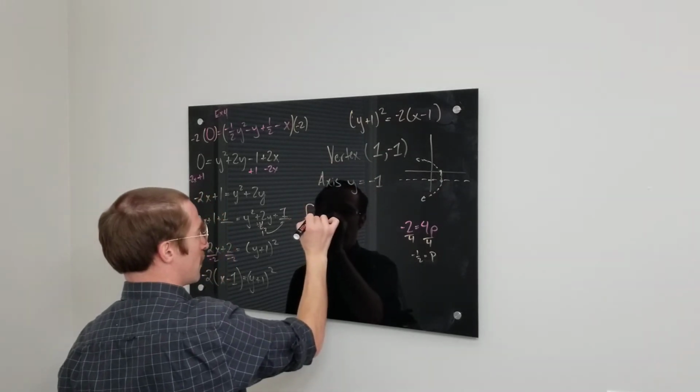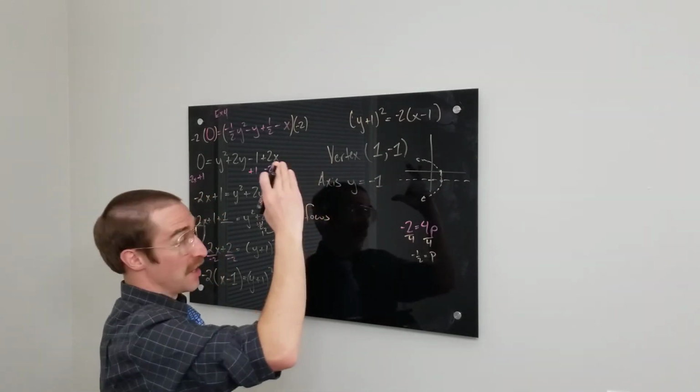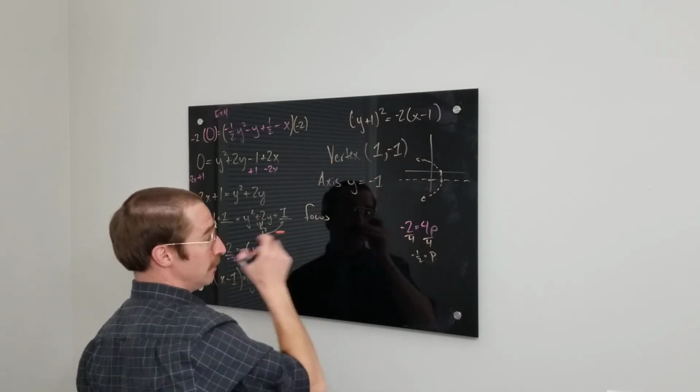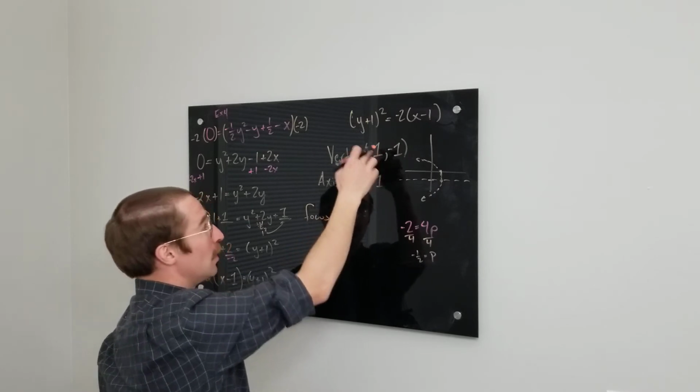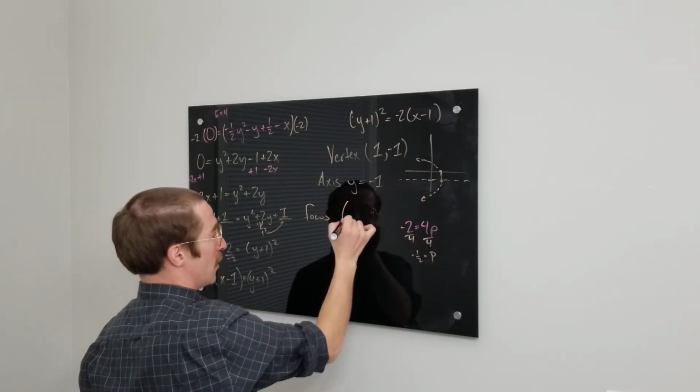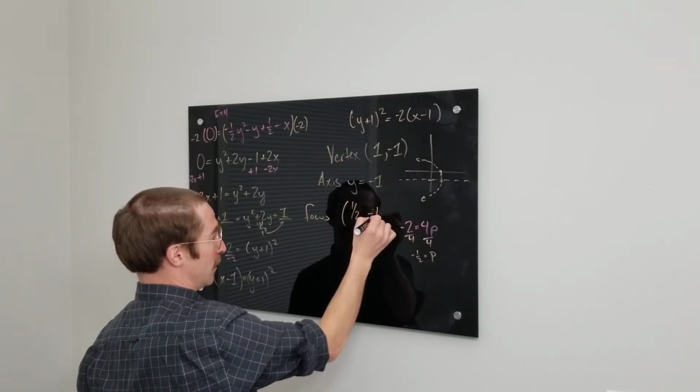So the focus, because we are opening to the left, because that was negative, we're going to go left 1/2. So the x value is 1. 1 minus 1/2 is 1/2, comma negative 1.